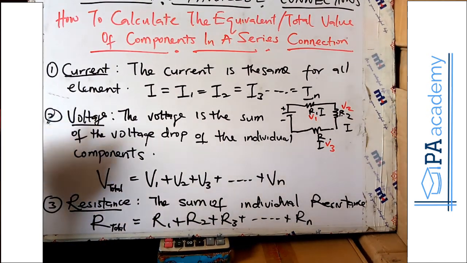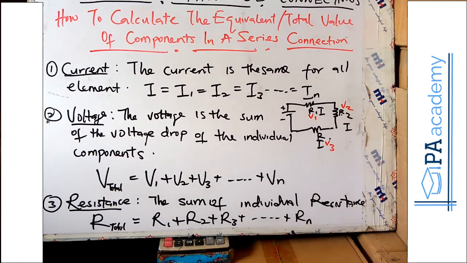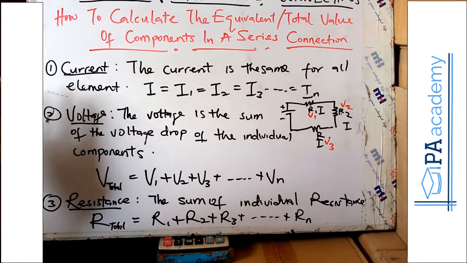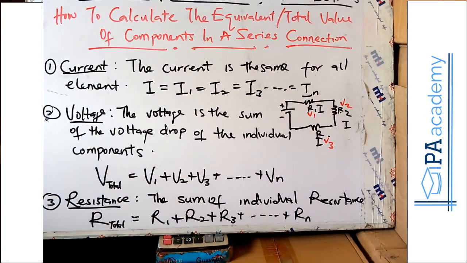So that is it for current, voltage, and resistance. We are still going to be looking at more. So if you want to write it down, you can write it down. I want to rub it off so that we can have more space to look at other components.